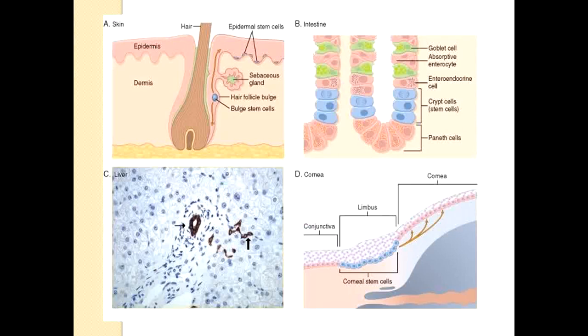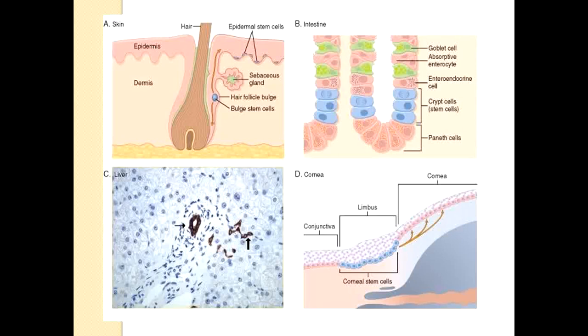This slide basically shows stem cell niches in different tissues. In photograph A, this shows stem cells which are located in the bulge area of the hair follicle. In photograph B, stem cells within the intestine are located near the base of the crypt, above Paneth cells. And these stem cells are depicted in blue color.